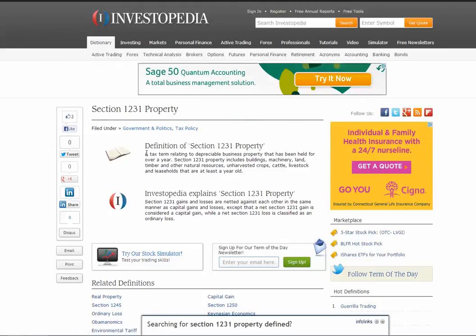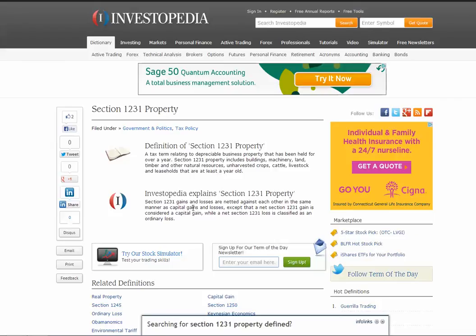Investopedia says, definition of Section 1231 property: a tax term related to depreciable business property that has been held for over a year. Section 1231 property includes buildings, machinery, land, timber, and other natural resources, unharvested crops, cattle, livestock, and leaseholds that are at least a year old.